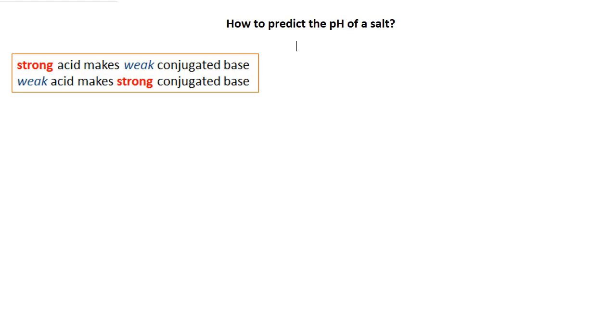Hi, so this video is going to show you how to predict the pH of a salt. The way you will think about this and memorize it is that strong acids make weak conjugate bases, and weak acids make strong conjugate bases. Okay, so how does that have to do with the pH?